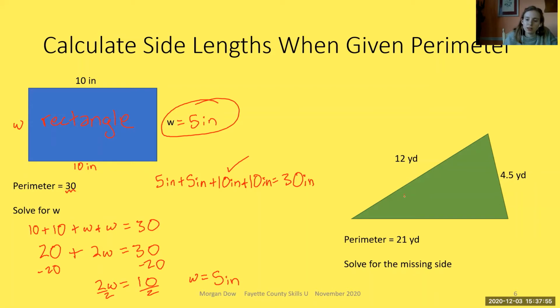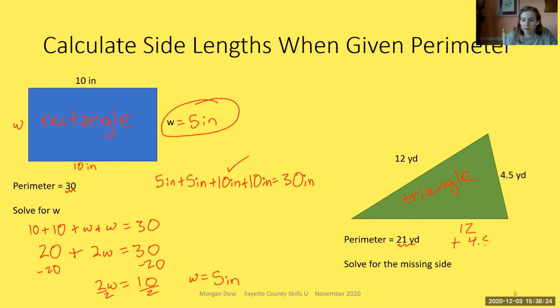All right, and let's look at this triangle here. So we know 2 of the sides, 1 of the sides is missing, and we know the perimeter. We want to solve for the missing side. Well, the 3 sides need to add up to be 21 yards. You could go ahead and add up the 2 sides you know, subtract it away from 21, and that'll give you the missing amount. So I'm going to do that here.